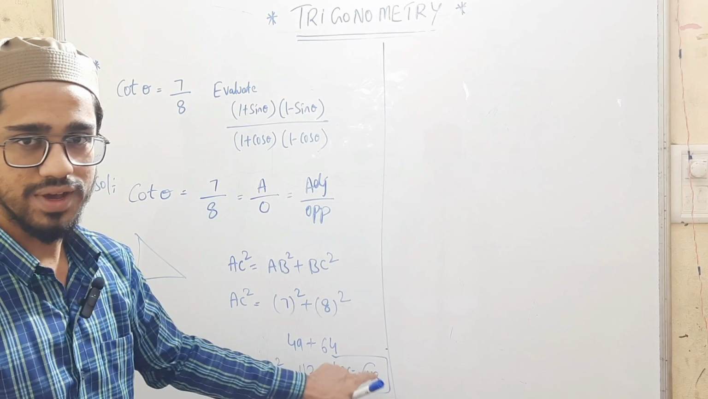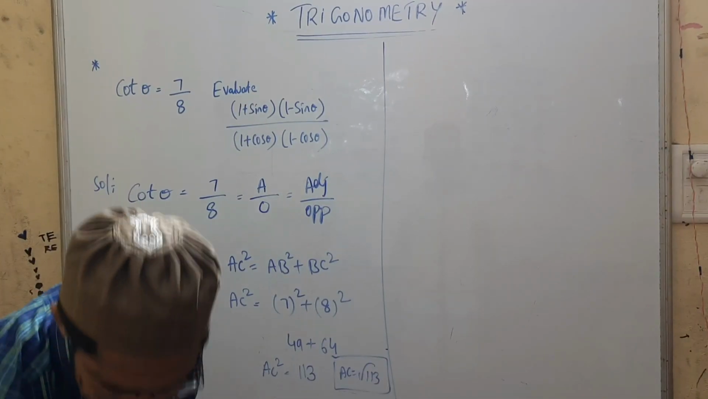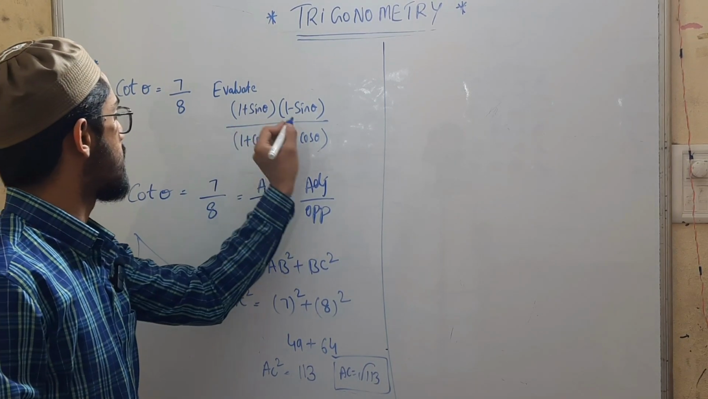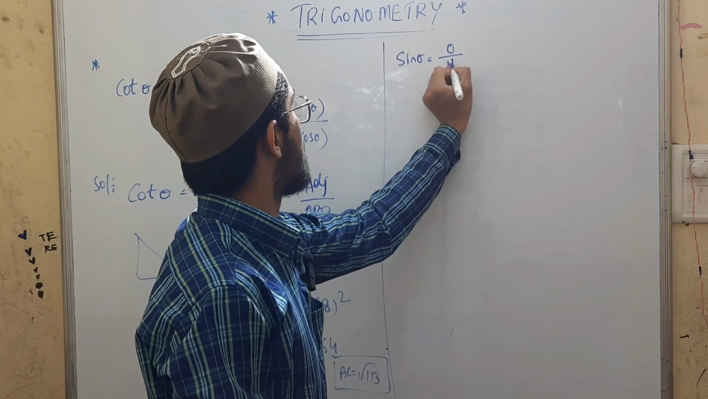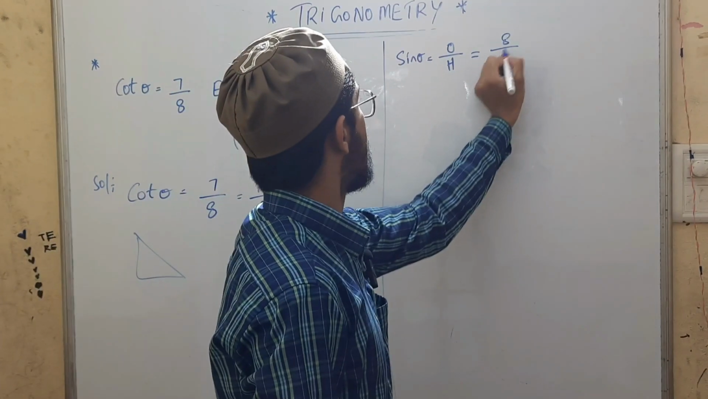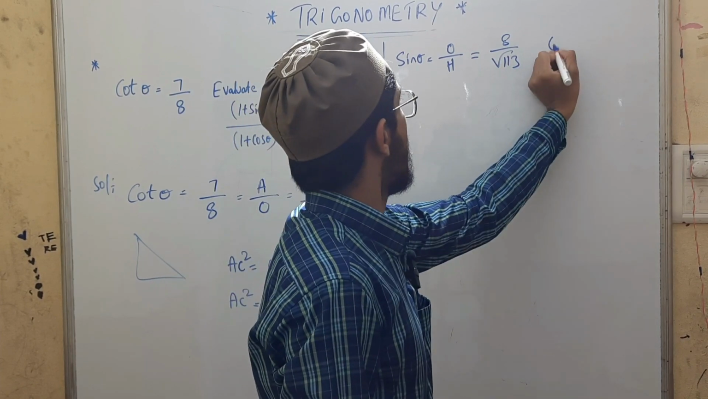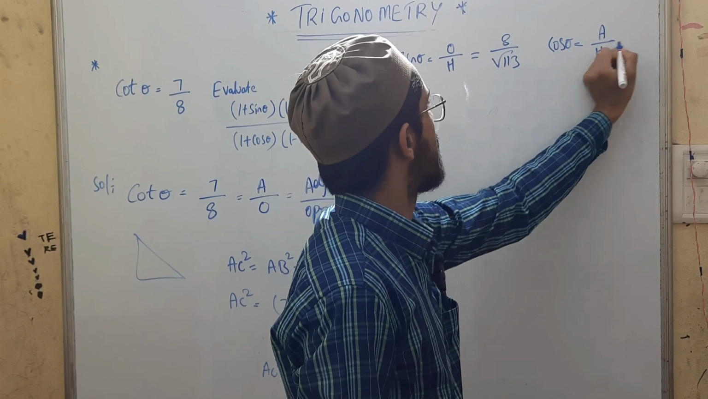We are stopping here. Why? Because 113 is not a perfect square. After getting AC, you have to find the value of sine theta and cos theta. Sin theta will be Old Harry. What is our opposite here? 8. 8 by root 113. And cos theta. Cos theta is old auntie and his, adjacent by hypotenuse.